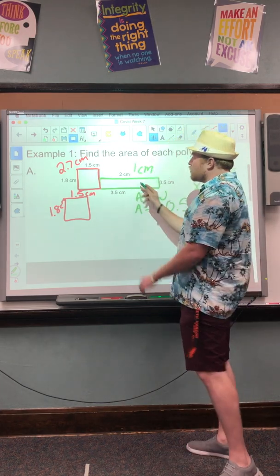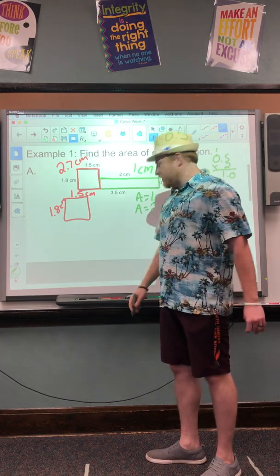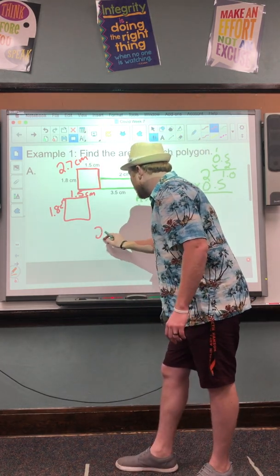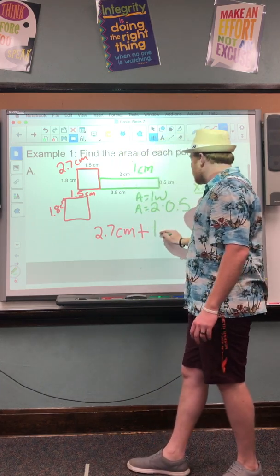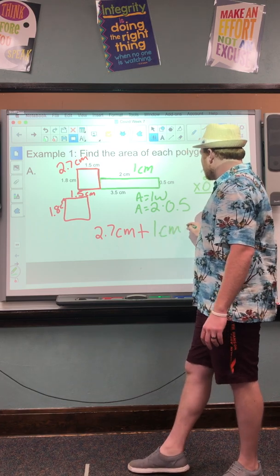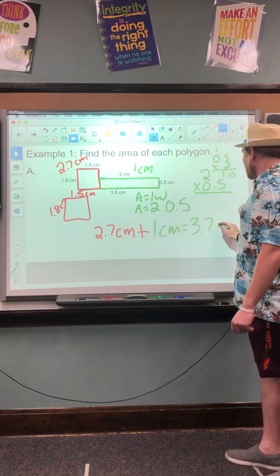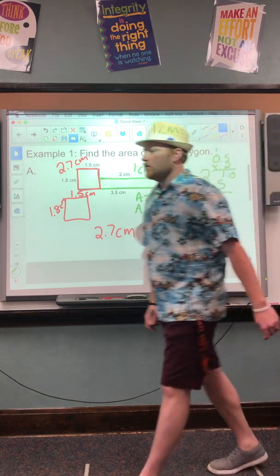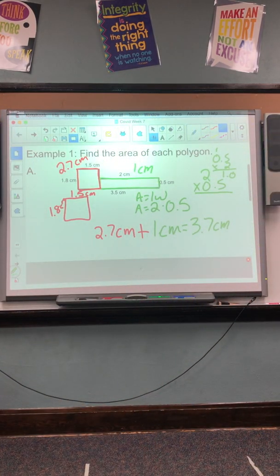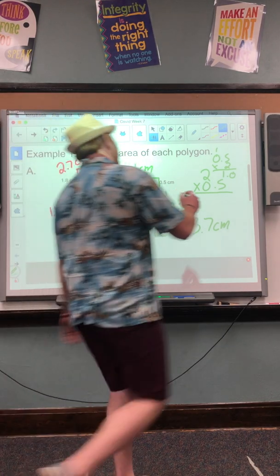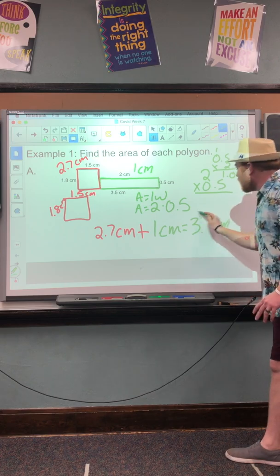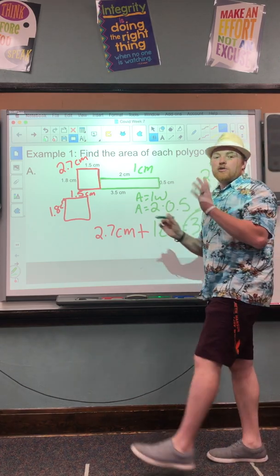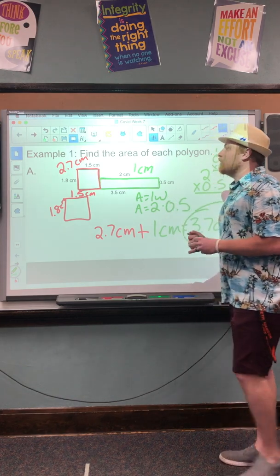That's for the green portion, and the red portion is 2.7. So you have 2.7 for the red, plus the green portion, which is 1 centimeter. Add them together, and you should get 3 7/10 centimeters. That's how you would do the first portion of it. It's 3.7 centimeters squared. I just want to make sure my answer was correct. Sorry, I left the screen there. So that would be your answer. Again, you break down the irregular figure into two polygons that you know the area for.